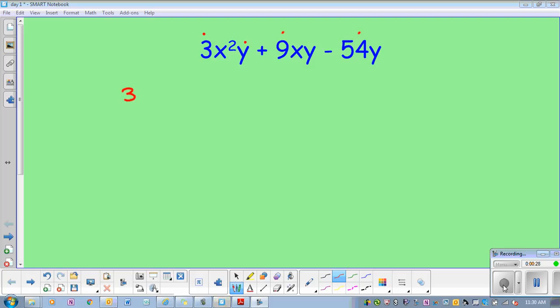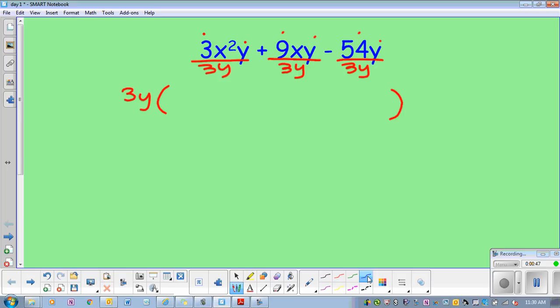And y, good, because they all have a y. You can't take out x because not all of them have an x, right? So 3y, and then we open up our parentheses. That means everybody gets divided by 3y, okay? So then, that tells me I have x squared plus 3x minus 18, sorry. Okay, 18. I got it.